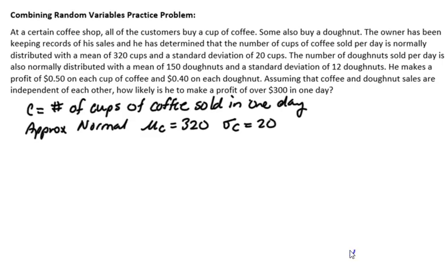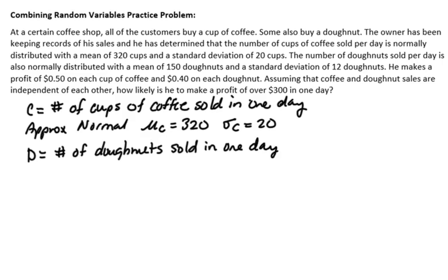Okay, so that's given. Now, the number of donuts sold per day is also normally distributed with a mean of 150 donuts and a standard deviation of 12 donuts. So let's call D the number of donuts sold in one day. It is also approximately normal with the mean of the donuts sold 150 and the standard deviation of D equals 12.